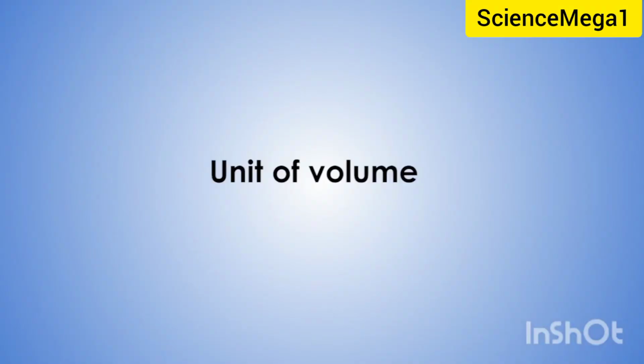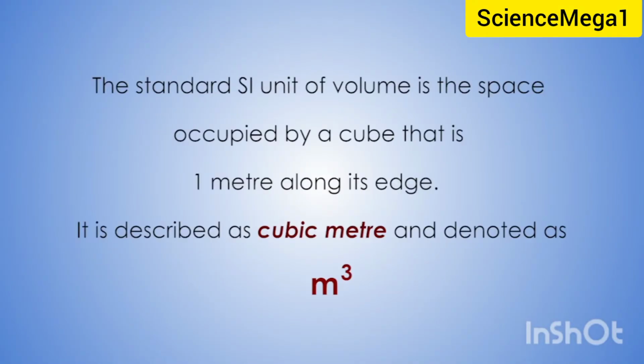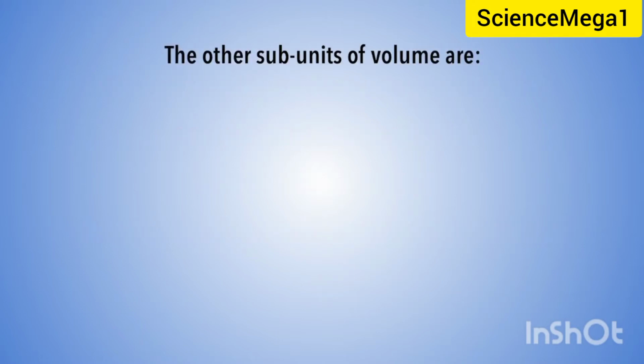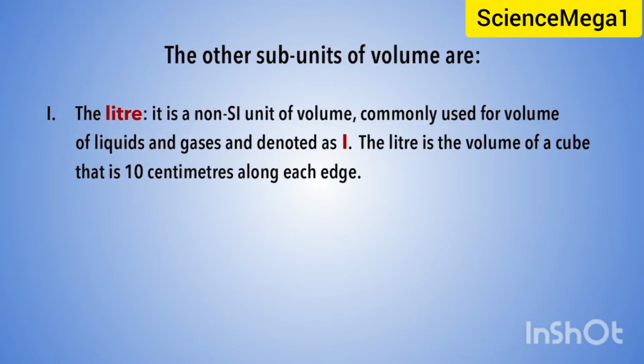Now let's look at the unit of volume. The standard SI unit of volume is the space occupied by a cube that is 1 meter along its edge. It is described as cubic meter and denoted as meter raised to the power 3, or meter cube. The other subunits of volume are the liter, which is a non-SI unit of volume, commonly used for volume of liquids and gases and denoted by small l.